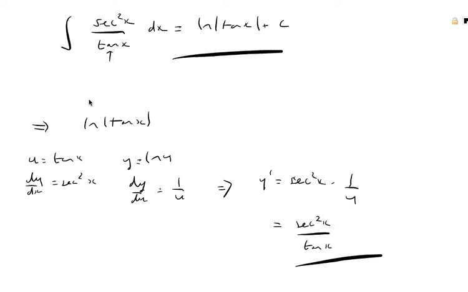So u equals tan x, du by dx is sec squared. That makes y equal log u, because I put the u in there. dy by du is 1 over u. We multiply them together for dy by dx, and that gives sec squared times 1 over u, 1 over tan x. So I get sec squared over tan x, which is what I started off with here. So actually this technique is a reverse of the chain rule as well. It's just a specific one with the division in it.